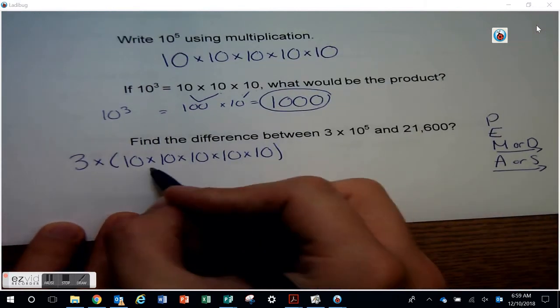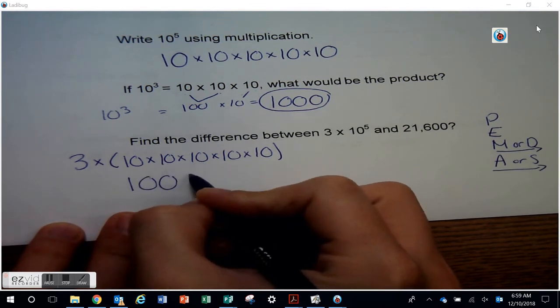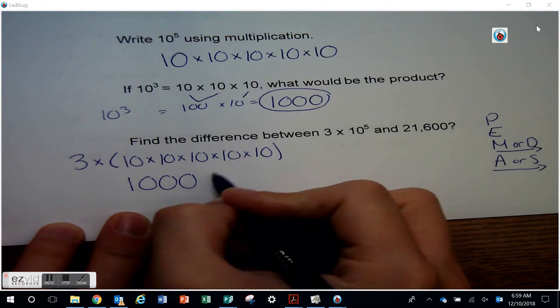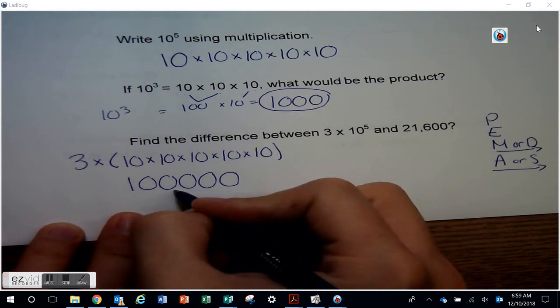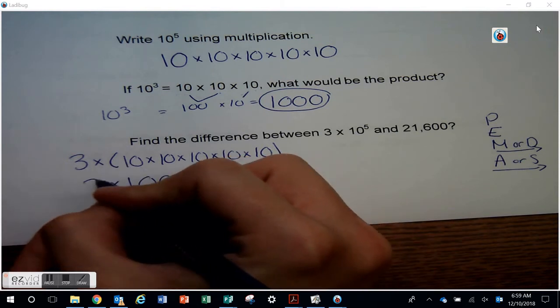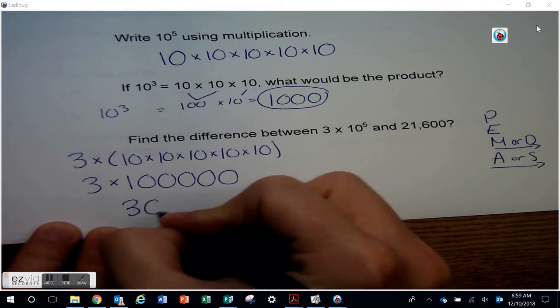So 10 times 10 is going to give me 100. Times a 10 is 1,000. Times another 10 is 10,000. Times another 10 is 100,000. So now I have 3 times 100,000, which gives me 300,000.